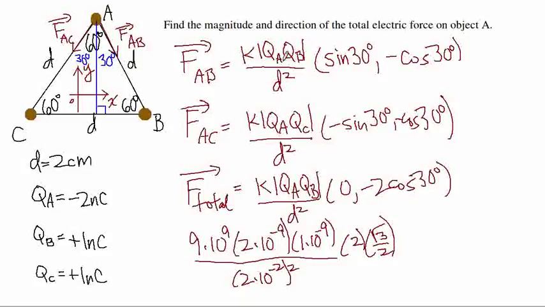Okay, so you can put this in your calculator, or you can play with it first, simplify. So you see that some of the powers, the 10 to the minus 9 and the 10 to the 9, cancel. And eventually you have to put it into your calculator, and so you will get 7.8 times 10 to the minus 5 newtons, and that will be directed downward.